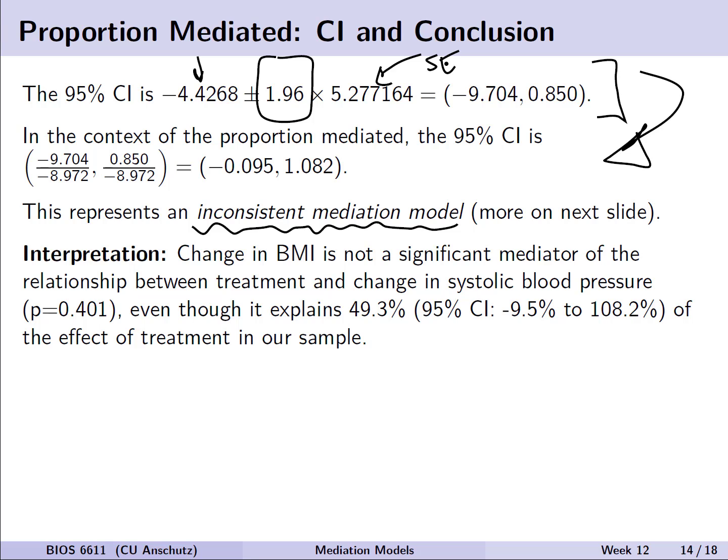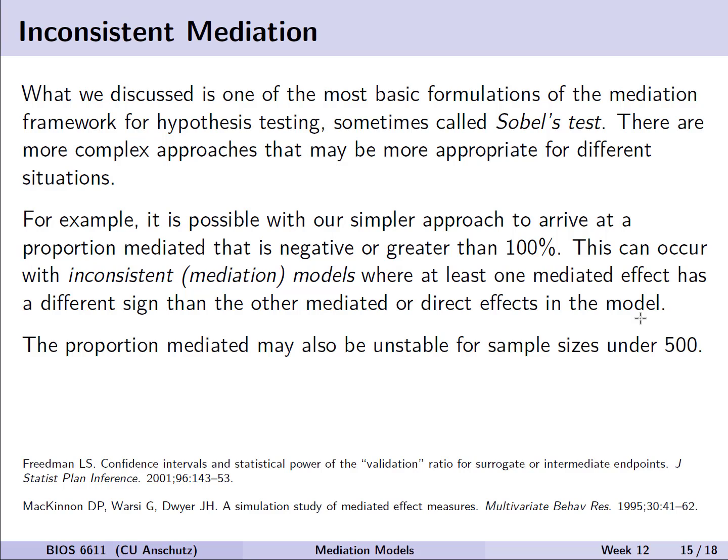This is the case even though it explains 49.3% of the effective treatment in our sample, or a negative 9.5 to greater than 100% of the treatment effect. Now this leads us to this concern or consideration for inconsistent mediation. What we've discussed so far in this framework we've presented in class today is one of the most basic formulations of the mediation framework for hypothesis testing, sometimes called Sobel's test by the investigator who derived the properties for that delta method and our confidence intervals and p-values.